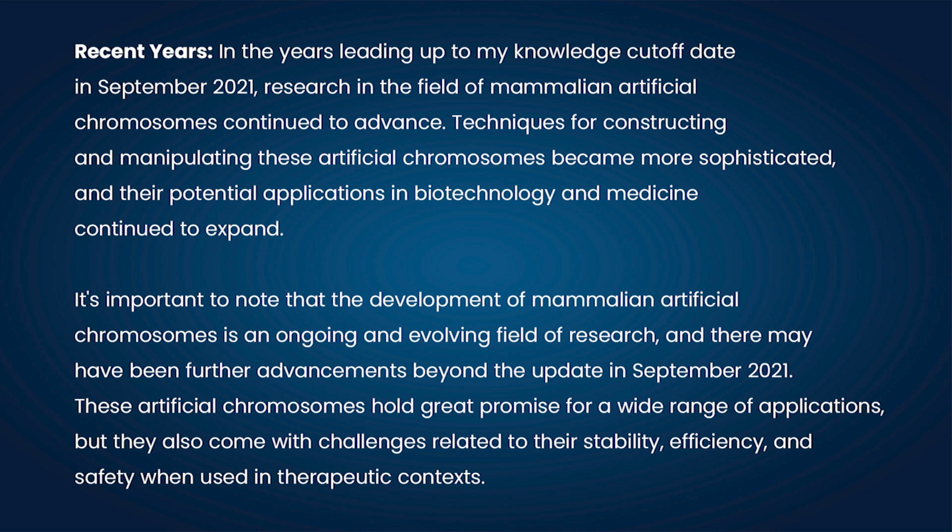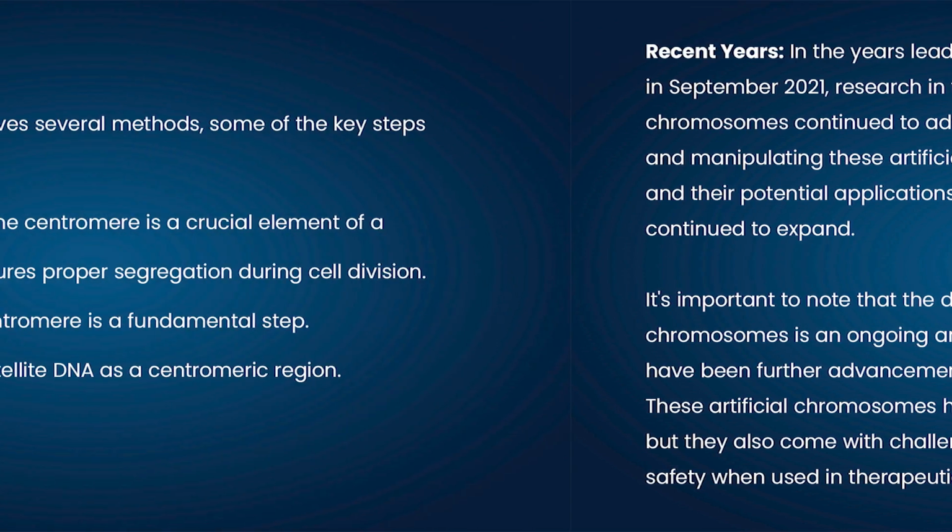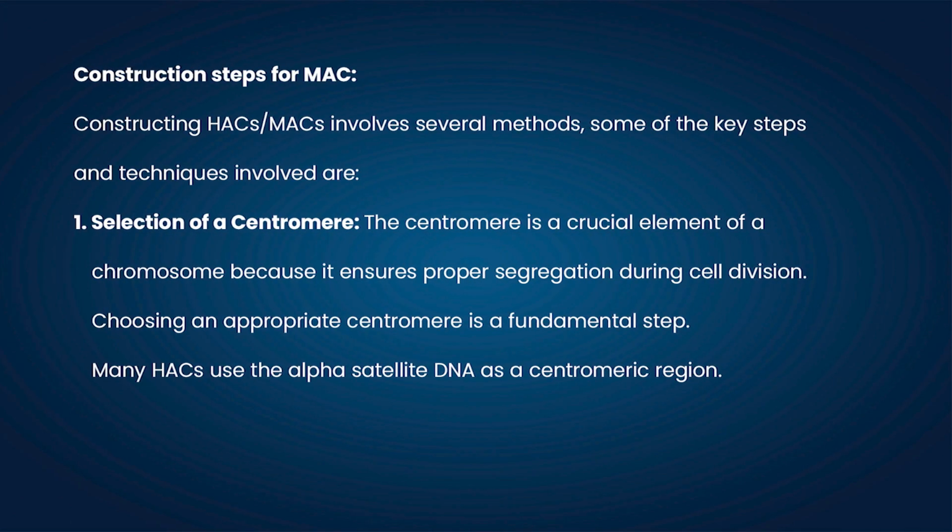These artificial chromosomes hold great promise for a wide range of applications, but they also come with challenges like stability, efficiency, safety, and ethical issues when used in a therapeutic context. So, talking about construction of MACs, or mammalian artificial chromosomes, there are various methods that are quoted for their construction, and there are various key steps that are involved in most of the construction methods.